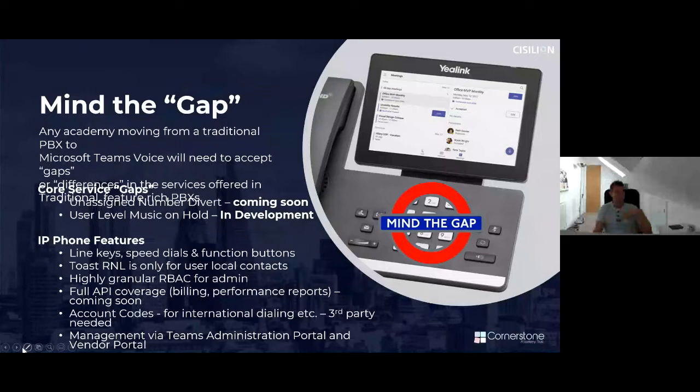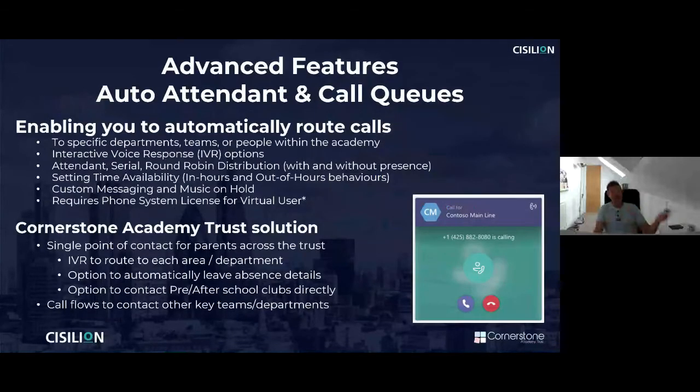So we're going to touch now on some of the advanced features. Some of the things that are really key to any organisation, but I think particularly to education, is how calls get routed. In a traditional corporate environment, everyone's sitting at a desk all day, or they're out and about, and they've therefore got their mobile phone calling. Of course, that's not the case within a school.